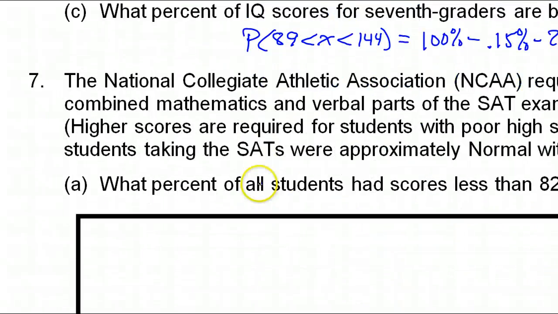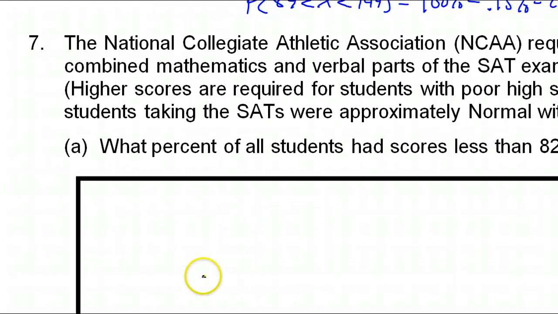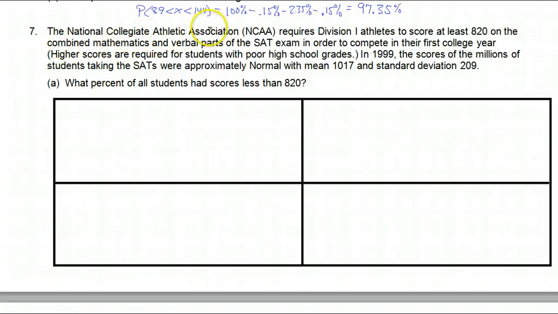Okay, moving on. Number 7. The National Collegiate Athletic Association, NCAA, requires Division I athletes to score at least 820 on the combined mathematics and verbal parts of the SAT exam in order to compete in their first college year. Higher scores are required for students with poor high school grades. In 1999, the scores of the millions of students taking the SAT were approximately normal, with a mean of 1017 and a standard deviation of 209. What percent of all students had scores less than 820?